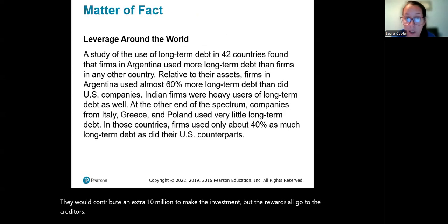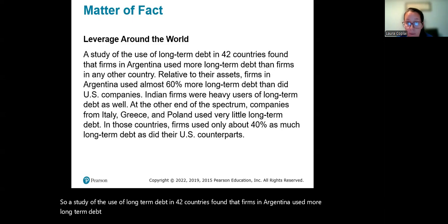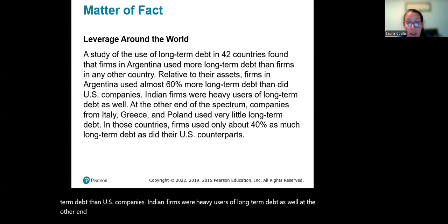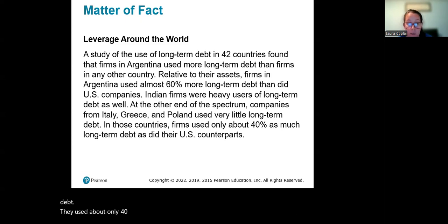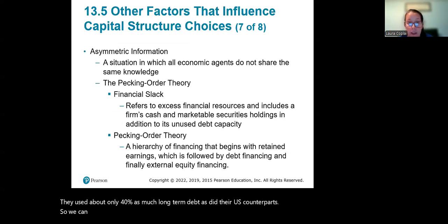So, a study of the use of long-term debt in 42 countries found that firms in Argentina used more long-term debt than firms in any other country. Firms in Argentina used almost 60% more long-term debt than U.S. companies. Indian firms were heavy users of long-term debt as well. At the other end of the spectrum, companies from Italy, Greece, and Poland used very little long-term debt. They used only about 40% as much long-term debt as did their U.S. counterparts.